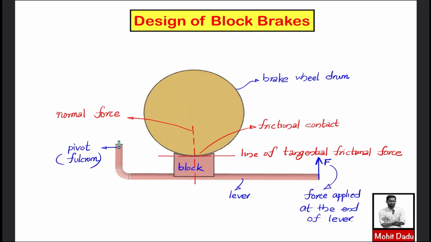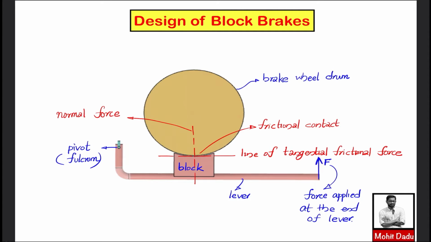So here in the design of the block brake, you can see some terminologies. This figure shows the block making contact with the rotating drum so that the energy can be absorbed. This is the frictional contacting surface, and along it the force transfer between these two will happen so that frictional contact is made. This is the line along which the tangential frictional force acts, and normal to that the normal force acts between these two elements. This contact is made with the help of the lever, which turns about this point known as the pivot point or fulcrum.